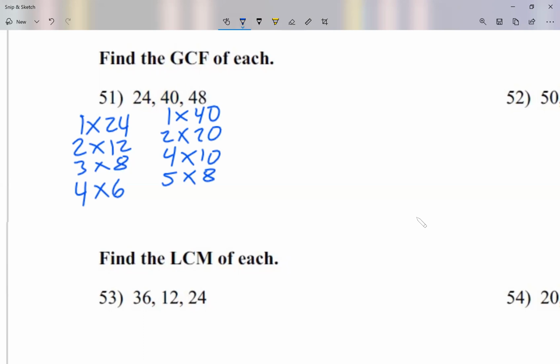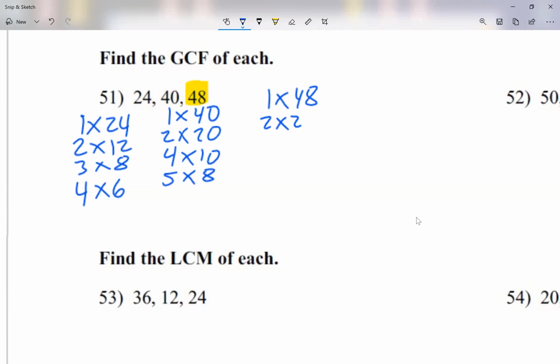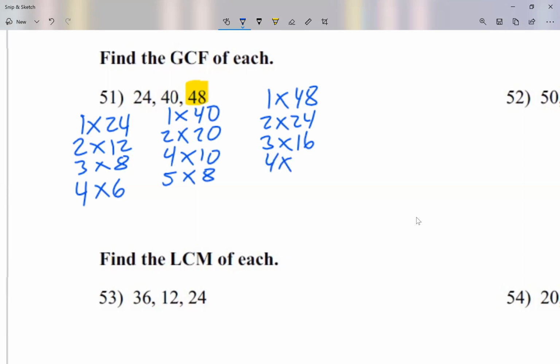Then let me find factors of 48. I'm looking at 48. Factors of 48 are 1 times 48, 2 times 24, 3 times 16, 4 times 12. 5 is not good, but then I get 6 times 8. 7 is not good, and then 8 is on the list.